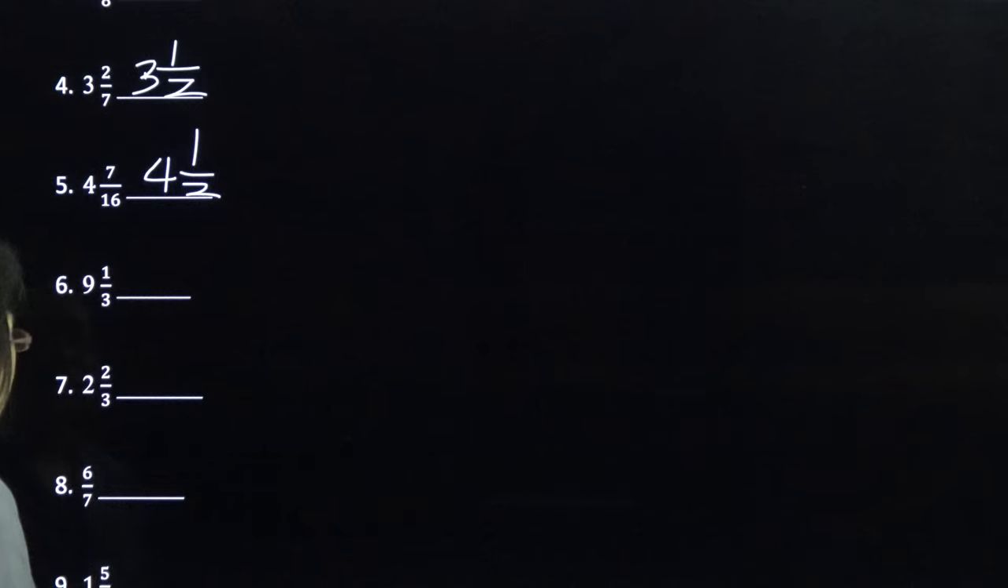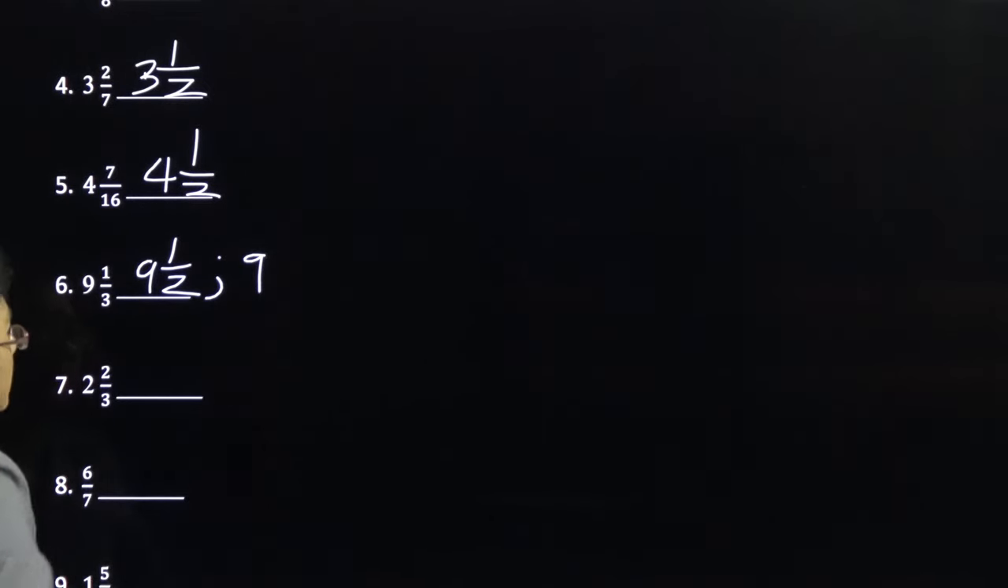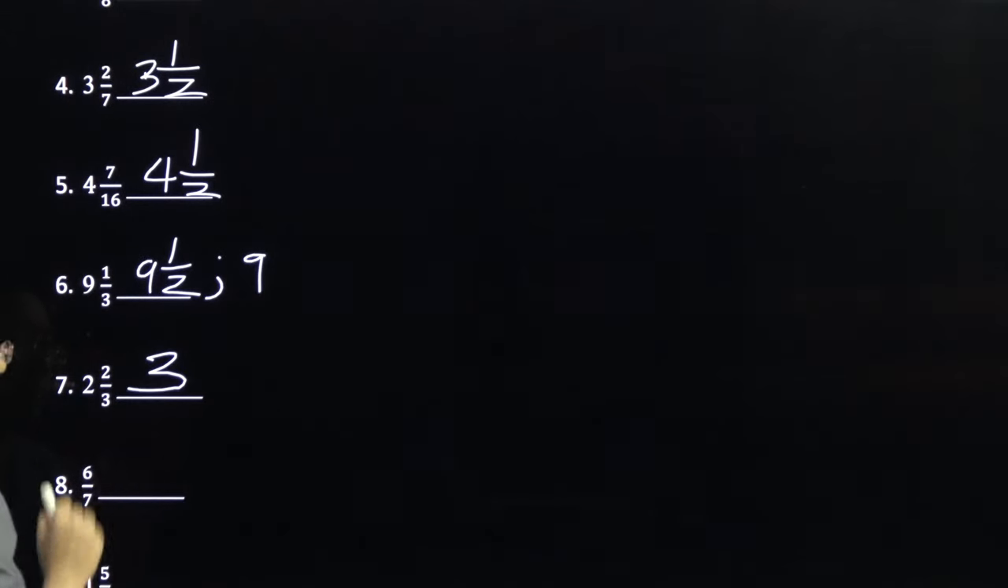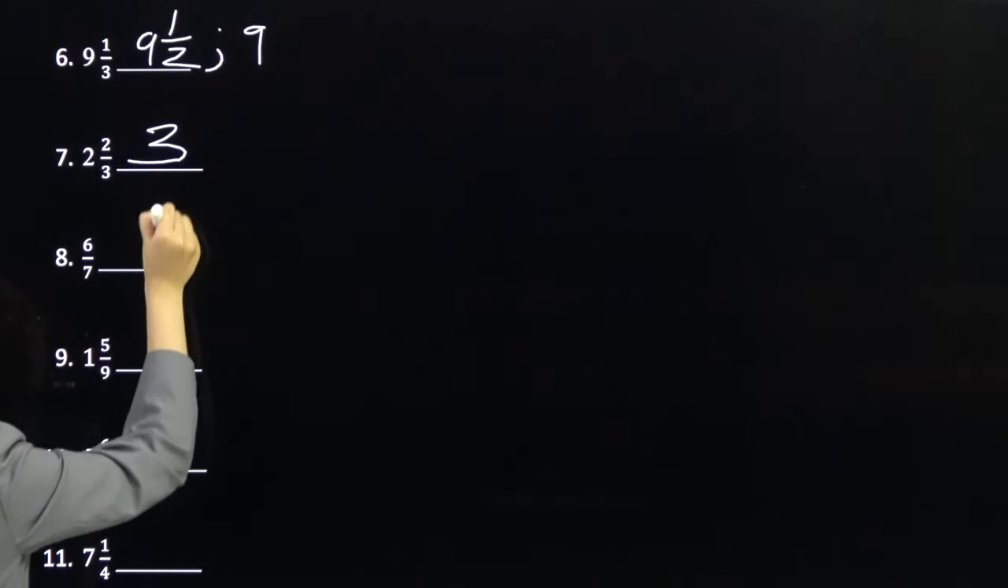Nine and 1/3. The thing with 1/3 is that although it's a little bit closer to 1/2 than it is to 0, a lot of people do round it to just 0. So technically it could be this, or it could be just this. 2/3, on the other hand, is always rounded up. 6/7, 6 is very close to 7, we round up to just 1.